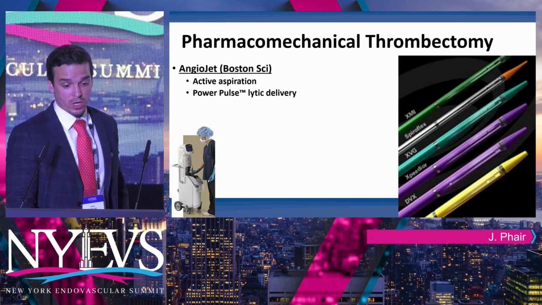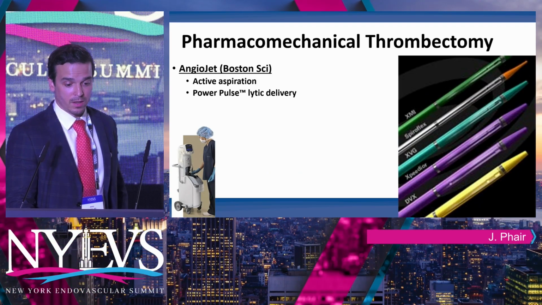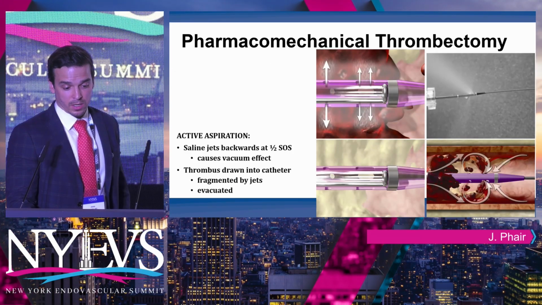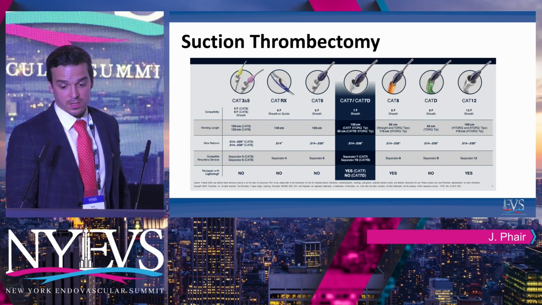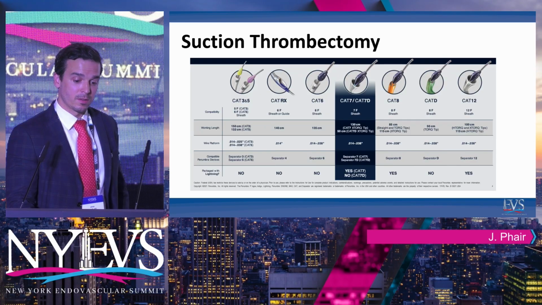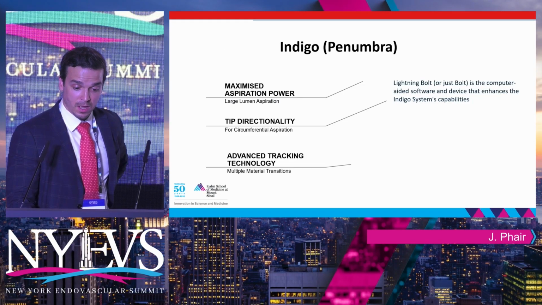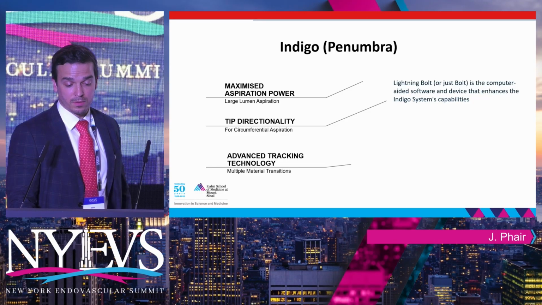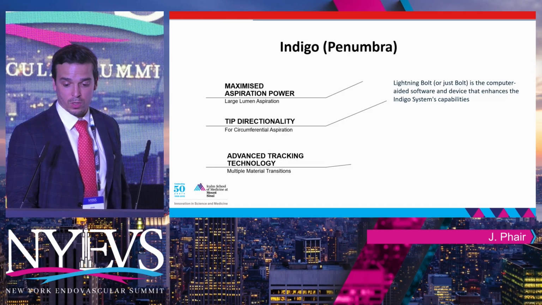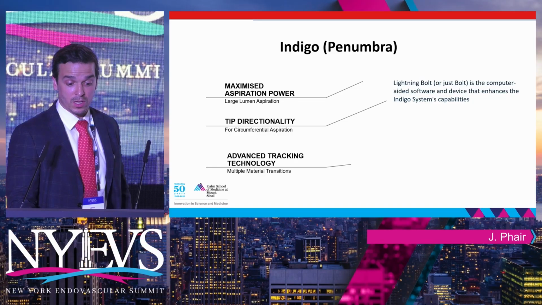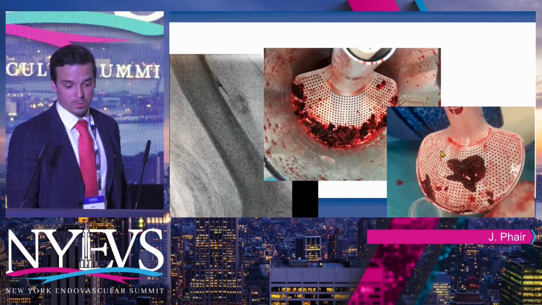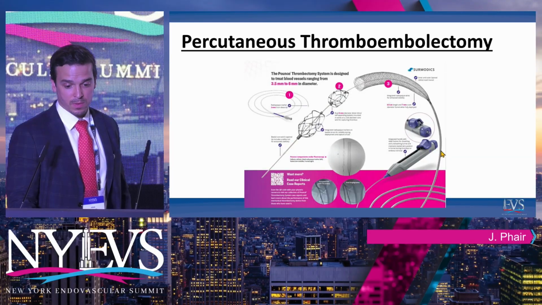We have the AngioJet, which is combined lytic and mechanical aspiration. But we've now advanced to these Penumbra catheters, and the recent advances in this technology have allowed us to do suction catheter aspiration with computer-aided software which limits our blood loss for these procedures. This is the Penumbra catheter being used to suck this clot out.